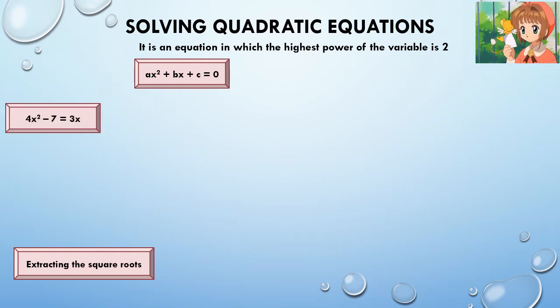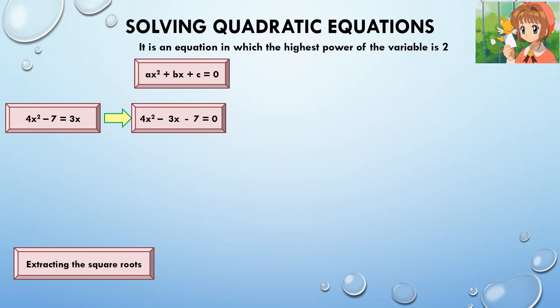Okay, so for example, 4x squared minus 7 is equal to 3x. Is that already in the standard form? As you can see, it is not. Your equation is not equated to 0. Therefore, your equation is not in standard form. So how do we do it? I have written here the standard form of the given quadratic equation. So how is it done?